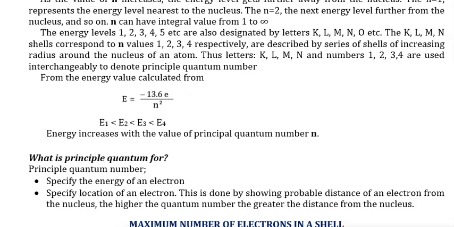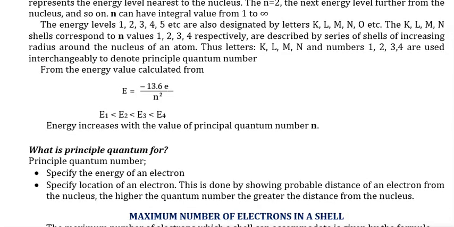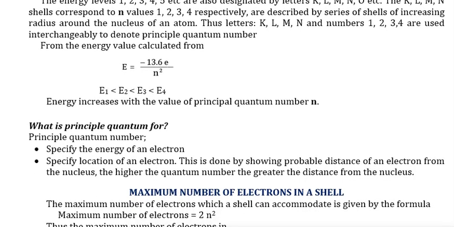Now let's discuss a little about the importance or uses of the principal quantum number. First, it specifies the energy of an electron, and second, it specifies the location of an electron. Energy, as we said, as the principal quantum number increases, the energy of an electron increases. But about the position or location of an electron, by using the principal quantum number we know where the electron is: in the first energy level, second energy level, third energy level, and so on.